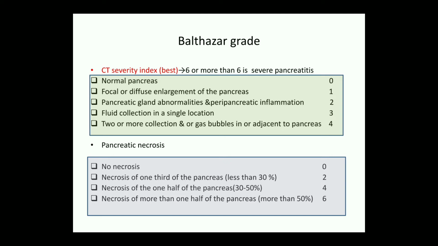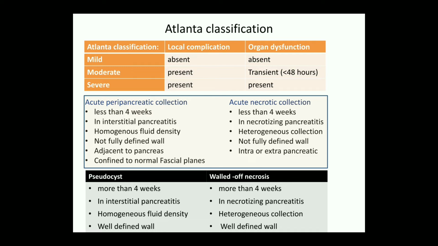And the very important, the best score in acute pancreatitis is the Balthazar's grade, which is also called the CT severity index. As I said, this is the best score, and a value of 6 or more than 6 corresponds to severe pancreatitis. A normal pancreas is given the value 0, and if there is focal or diffuse enlargement, it is given 1 point. If there is peripancreatic inflammation, 2 points. A single fluid collection, 3 points. Two or more collections, 4 points.